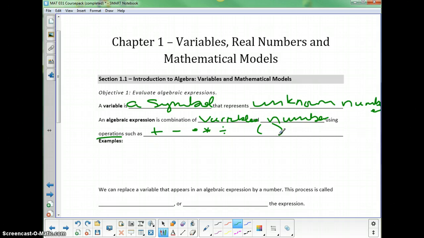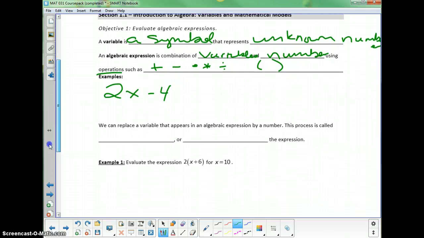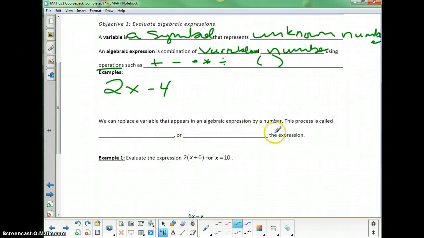Okay. Alright, so some of the examples, I could say something like 2x minus 4. This is an expression that has a multiplication. When you see 2x, there's a multiplication implied in between them, though there's no symbol written, then the subtraction. Okay. Moving on, we can replace a variable that appears in an algebraic expression by a number. So this process is called evaluating. Or you can say evaluating the expression, just a longer version of the same thing.